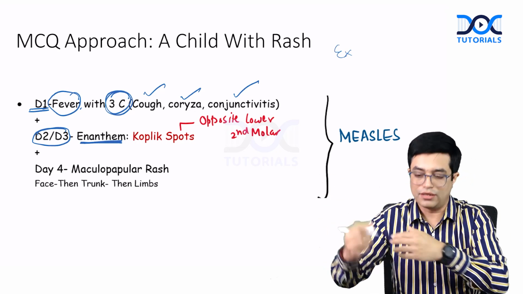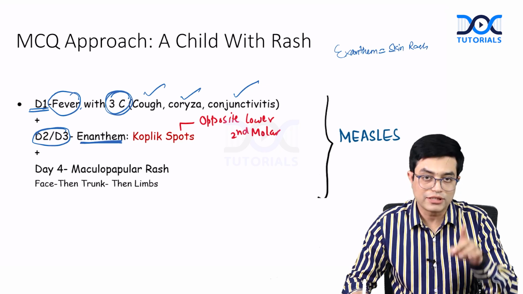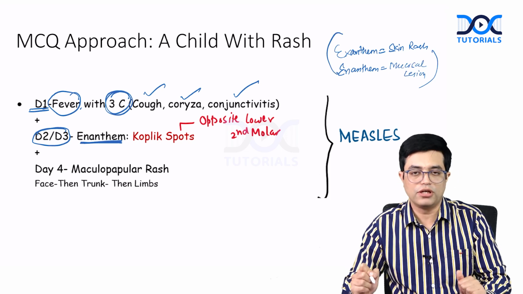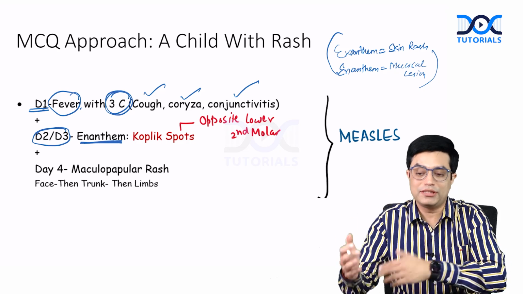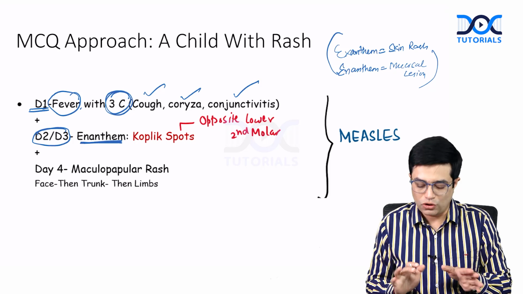Ex means outside. So exanthem is always a skin rash. Remember this, a useful concept. Sometimes people get stuck. And then enanthem refers to a mucosal lesion. So that you do not get stuck, I am just writing in short. Sometimes FMGE and NEET PG examiners are fond of writing these lines. That is why I have incorporated it here.